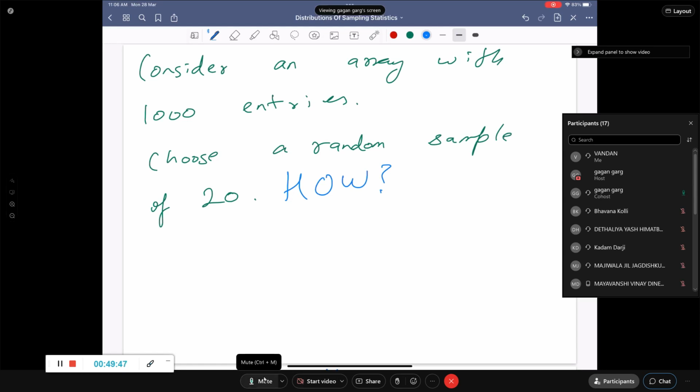So to make it simple, assume that you have access to a random number generator. Assume that the programming language in which you are working already has a random number generator, which will give you a random real number between 0 and 1, let's say. Then how will you use that? Or even to make it simpler, let's say you can choose a random number between 1 to 1000. You have some routine which can choose one random number between 1 to 1000. How will you modify that routine to choose a random sample of 20?